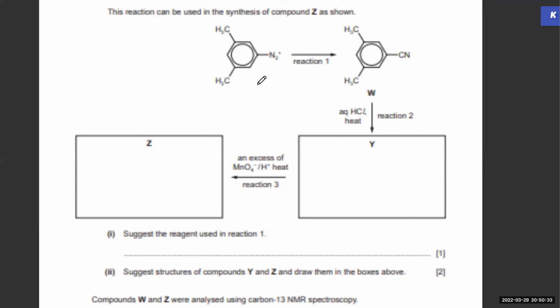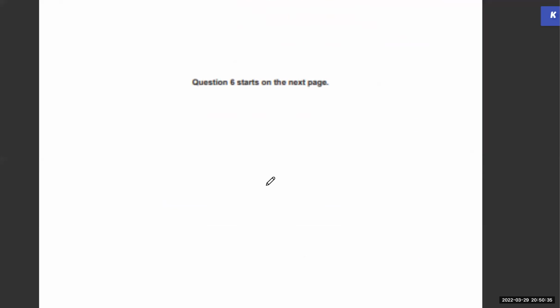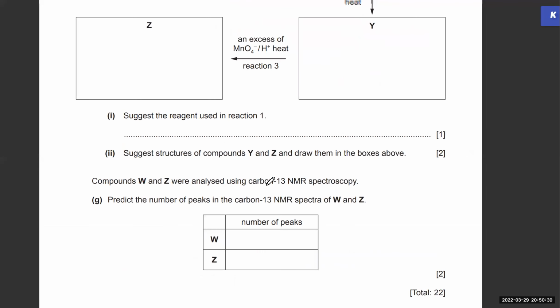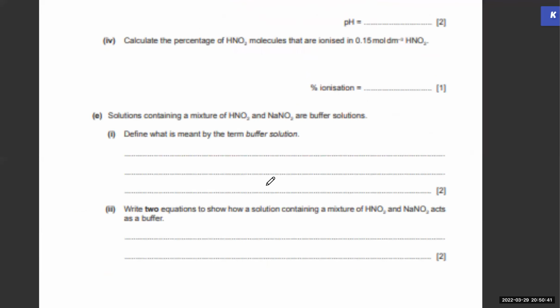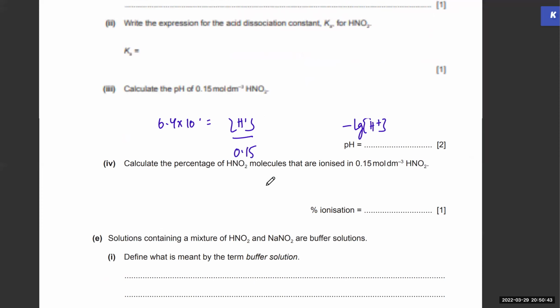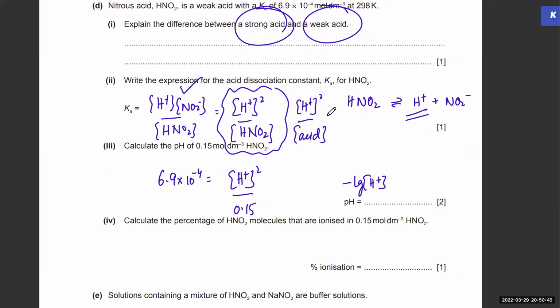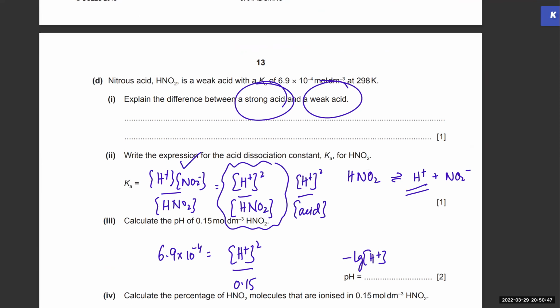So it's a big question. It's a 22-mark question. So we'll continue with this one. This is page 13. We'll continue with this in the next class then.